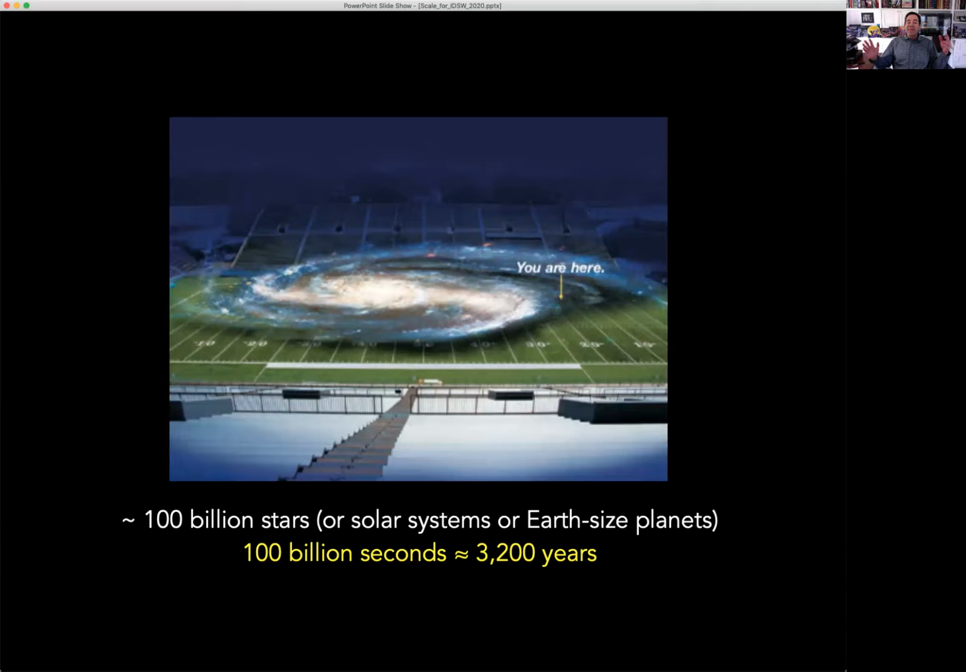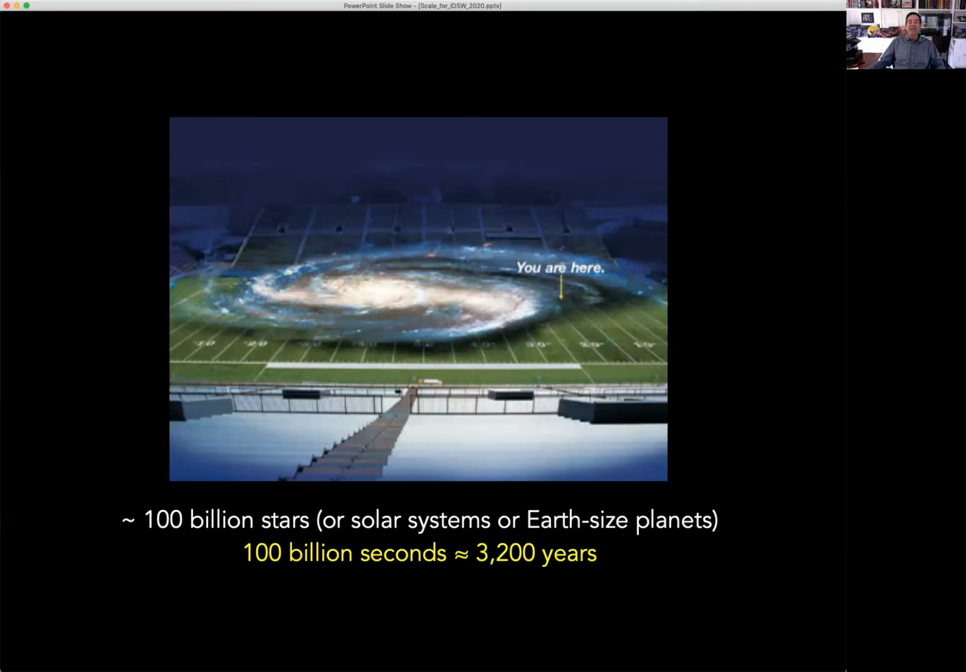And that, of course, is just the stars in our own Milky Way galaxy. What if we wanted to think about the rest of the universe? There's also about 100 billion galaxies in the universe, which means that if you put together the idea of 100 billion stars in an average galaxy, 100 billion galaxies in the universe, you find that together there's something like 10 to the 22nd stars in the universe.